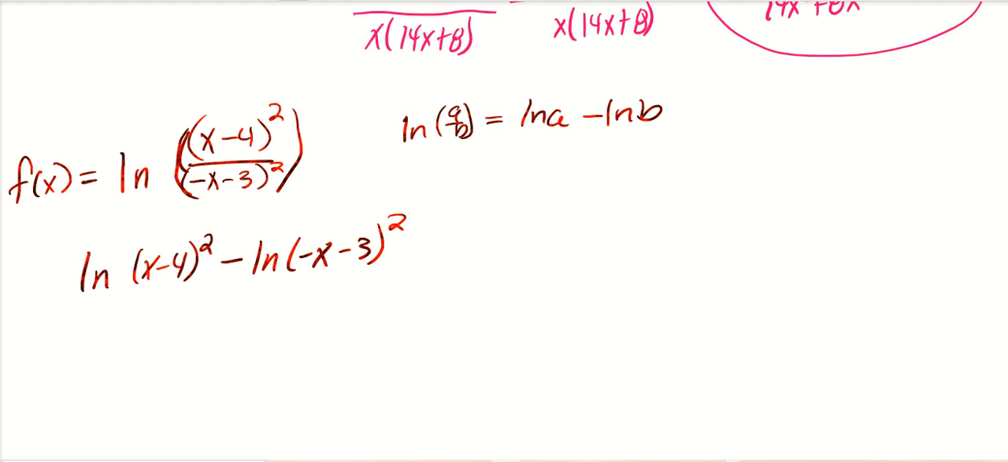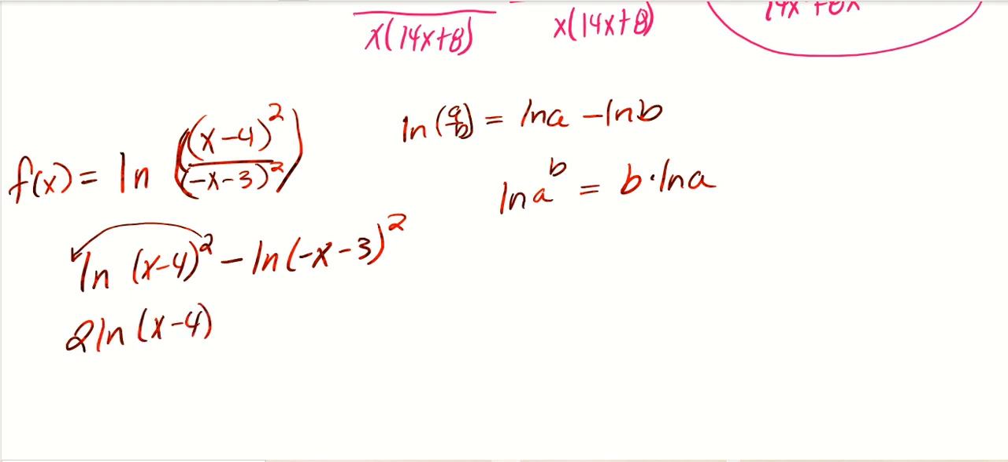Then we might notice that we have a power property as well, where again, it's the natural log of a to the b would be b times the natural log of a. So this means that this 2 is going to come to the front of here. So this will be 2 natural log of x minus 4. And then this will be negative 2 natural log of negative x minus 3.